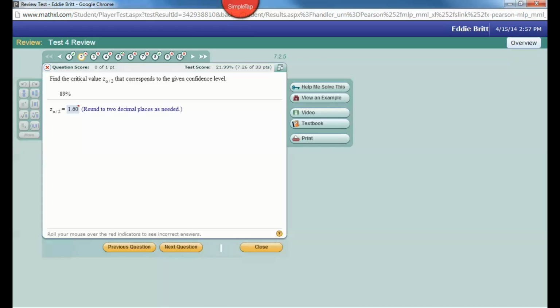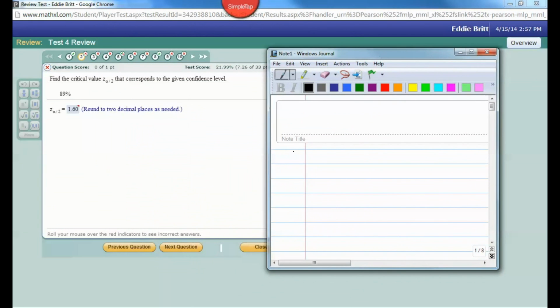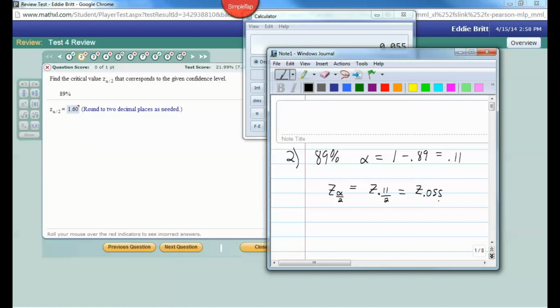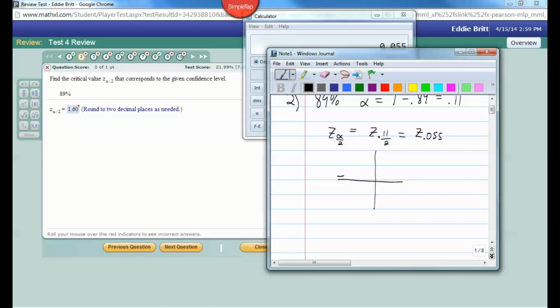All right, next question. Find the critical value z sub alpha over 2 that corresponds to the given confidence level. Confidence level of 89%. Okay, so 89% confidence level means we have an alpha equal to 1 minus 0.89, or 0.11. So z sub alpha over 2 is z sub 0.11 divided by 2. This is what I need to look at as far as area goes. We want that much area to the right of our critical z. So if we were looking under the bell curve, we want this area right here to be 0.055.